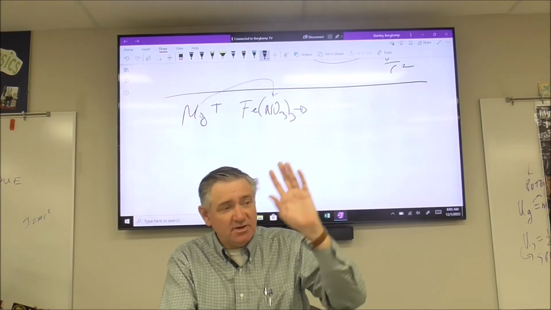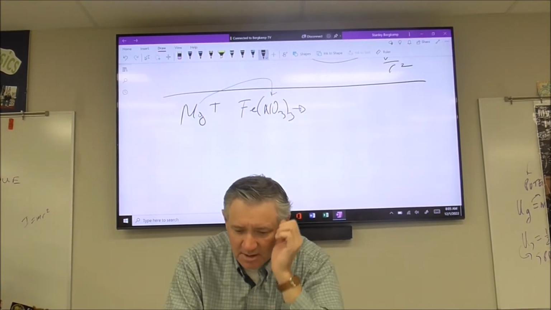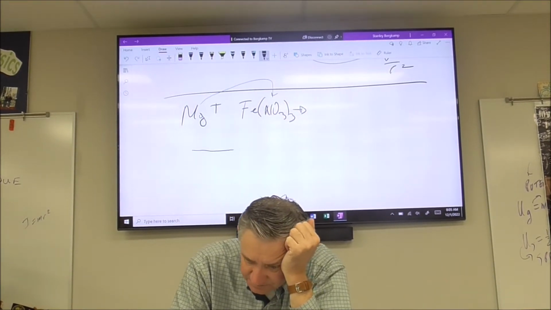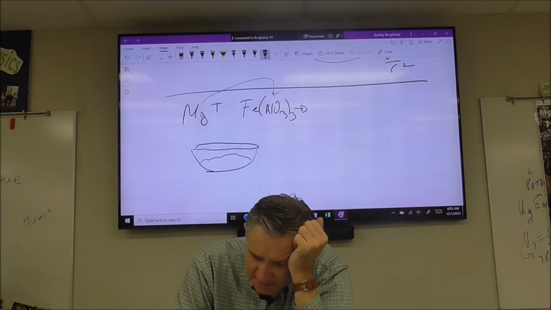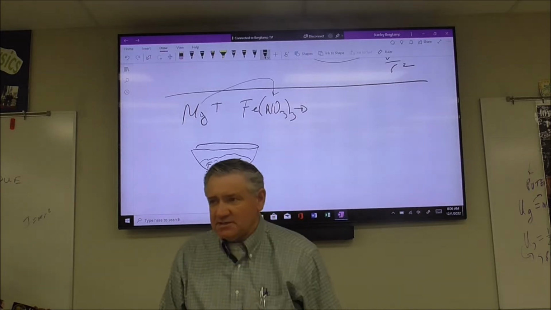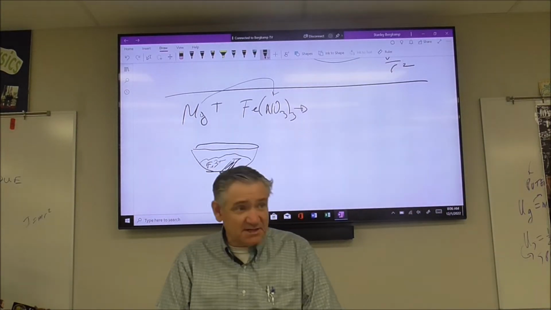So basically, you have elemental magnesium, and I'm going to dump that in with this. When you all did this, here is your well plate. You have the FeNO3. These were little ions floating around, right? And you put in that chunk of magnesium. And right away, you all began to see a color change, okay?